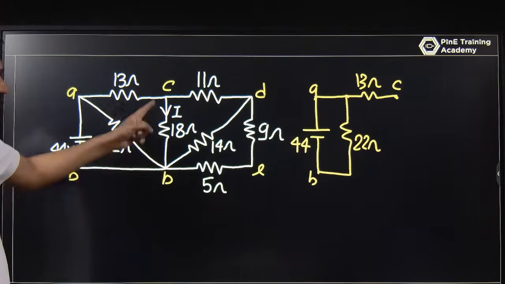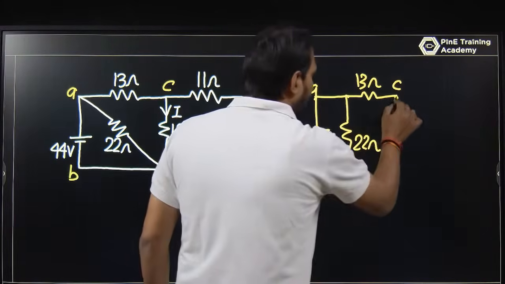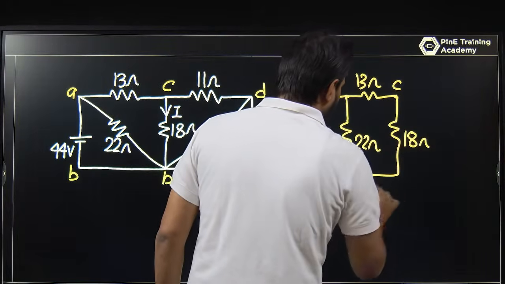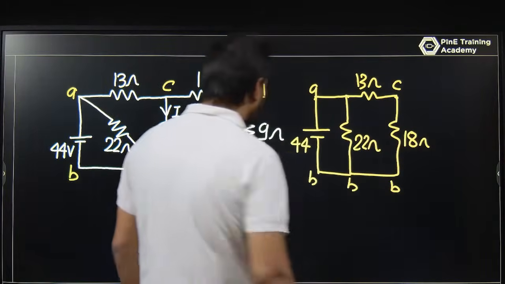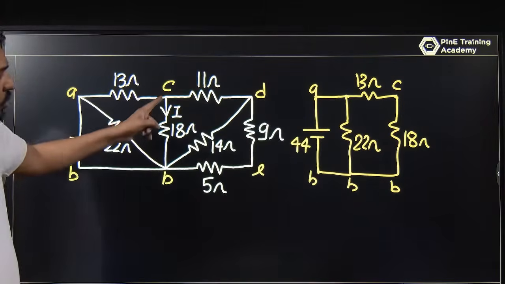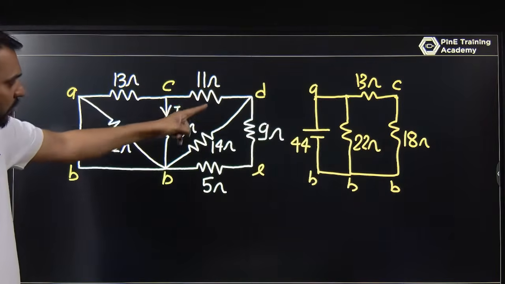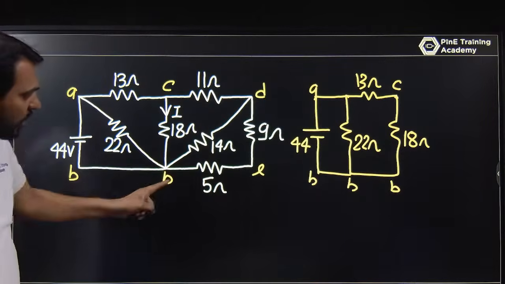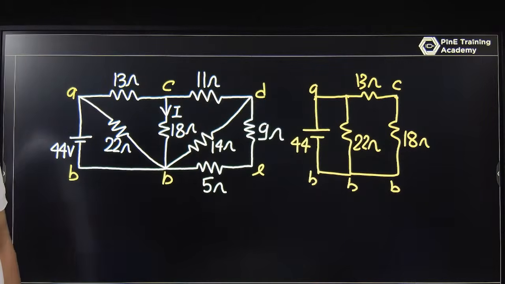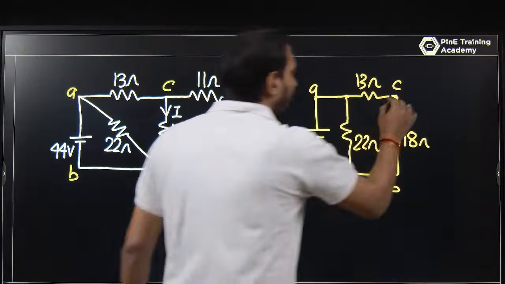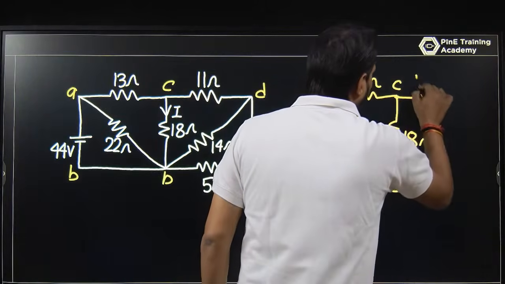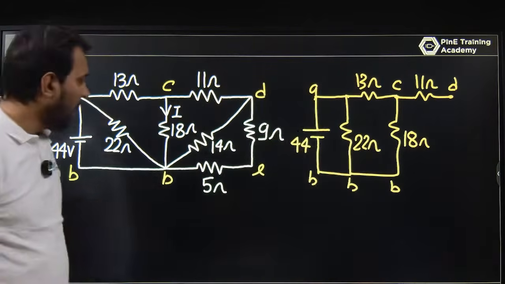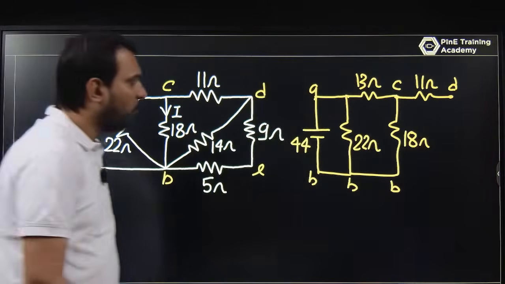C to B you have a 18 ohm. I am writing that C to B you have a 18 ohm. This is also B. This is also B. And now C to D you have a 11 ohm, and D to B you have a 14 ohm, and D to B you have a 9 and 4 ohm. Just solve that. The C to D you have a 11 ohm. This is the point D. If you are talking about D to B you have a 14 ohm.